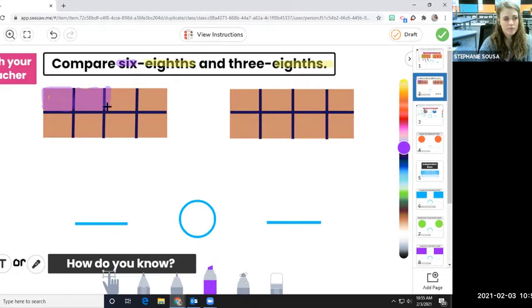1, 2, 3, 4, 5, and 6. Okay. So over here, I have 6/8. That fraction has been partitioned and shaded. 6/8 is done.